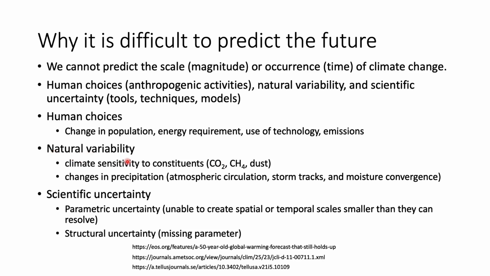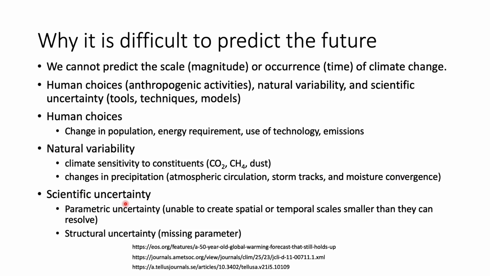And there are natural variabilities which we cannot even predict. For example, climate sensitivity to constituents. Similarly, change in precipitation, that means atmospheric circulation, storm tracks and moisture convergence. Many of these natural changes, or even forest fires and extreme weather events, are very difficult to predict.